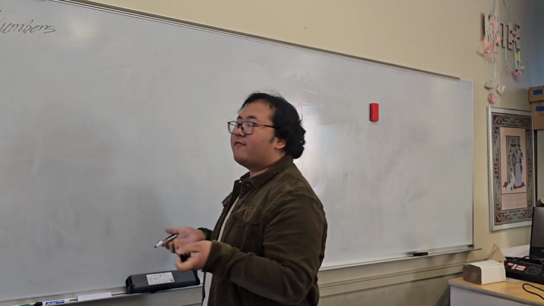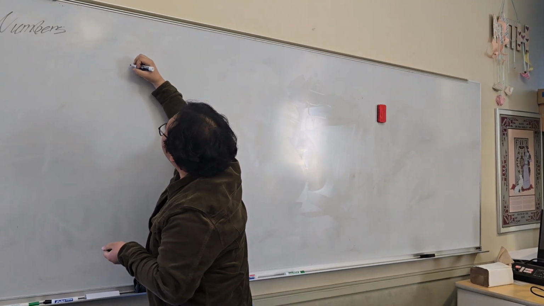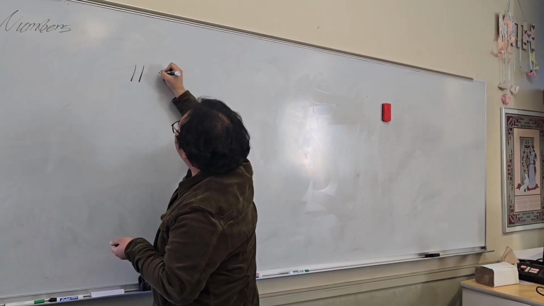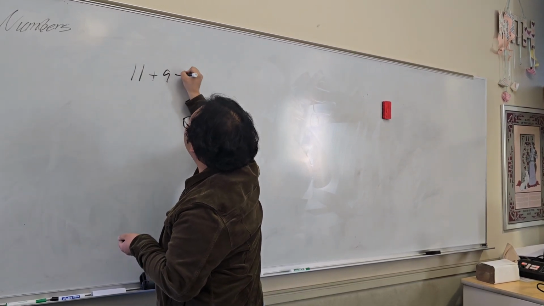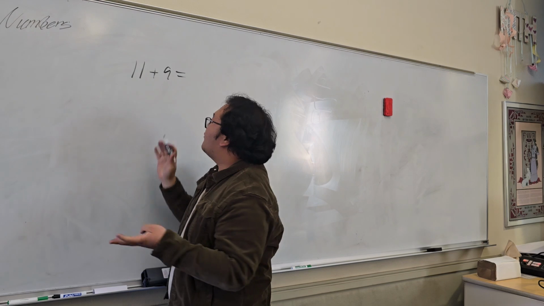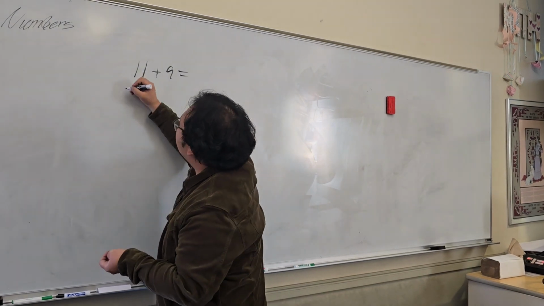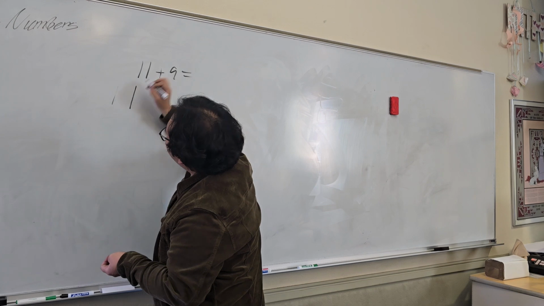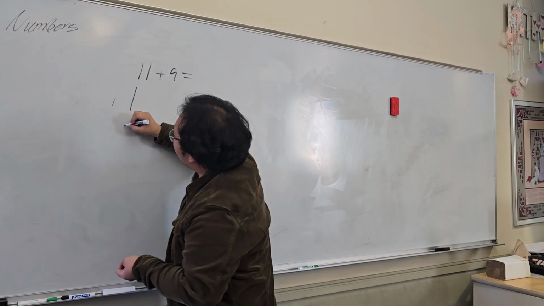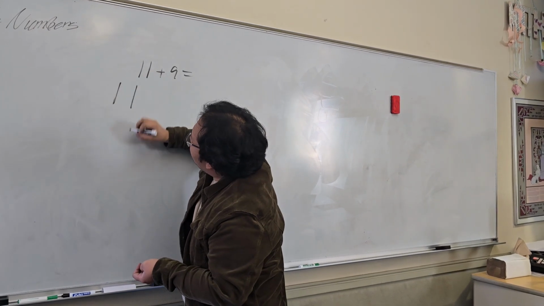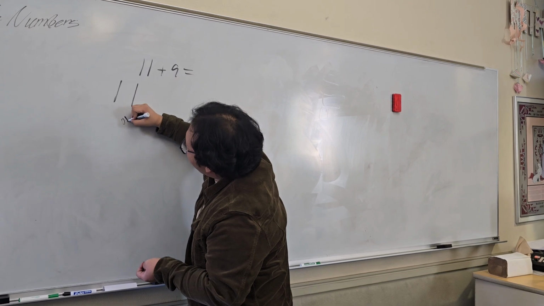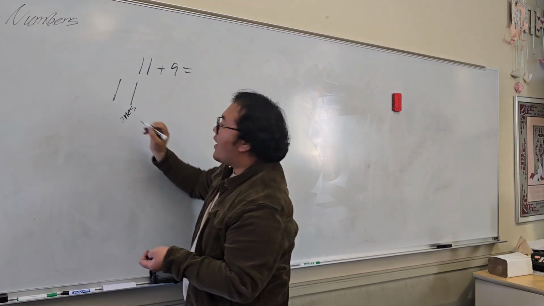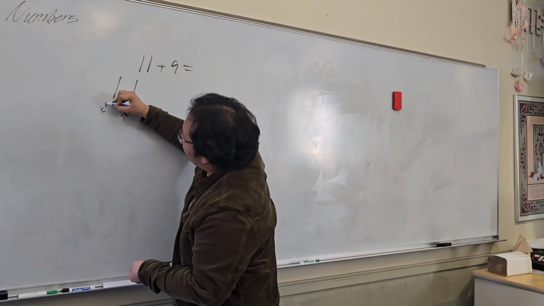So we're going to be working with place values. We're going to do 11 plus 9. And we're going to break it down into different place values. So for 11, we have this part right here, and this is the ones place. And this part right here is the tens place.